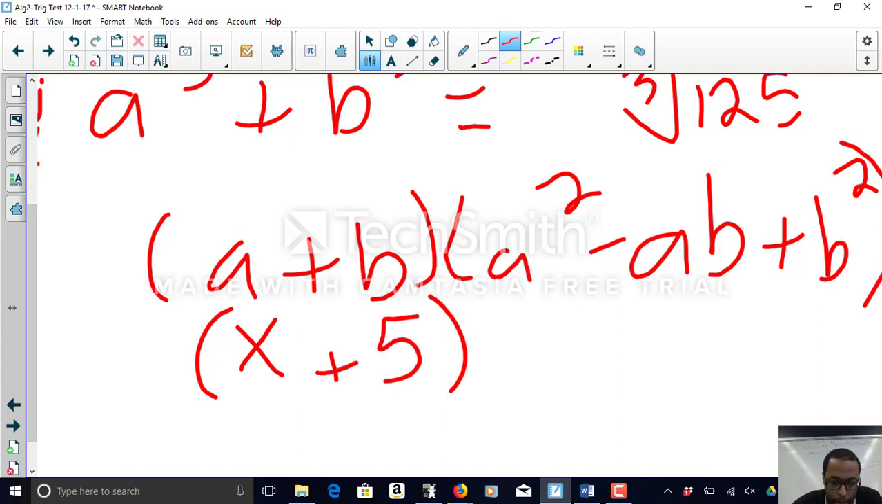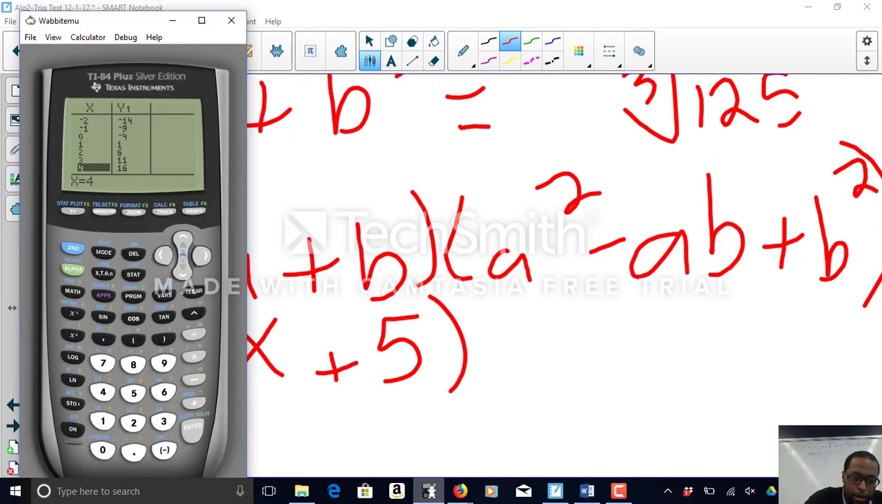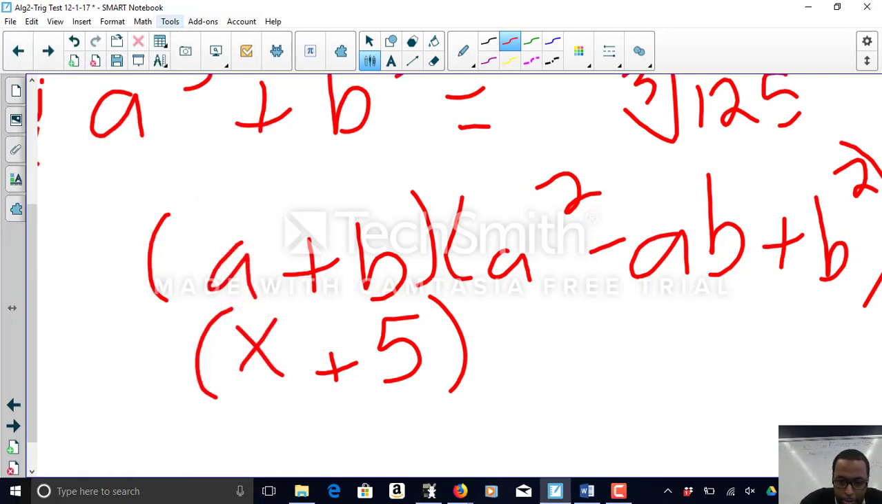Okay, perfect, it finally came up. I'm going to press the math button. I'm going to go down to where it says cube root. As you can see, it says it right there. So that's number 4. I'm going to type in 125, and I'm going to get my answer, which is 5, okay? So I have x plus 5.